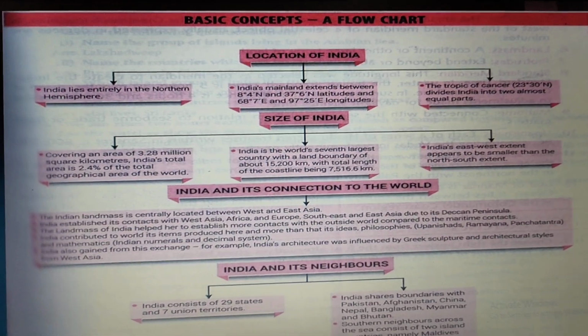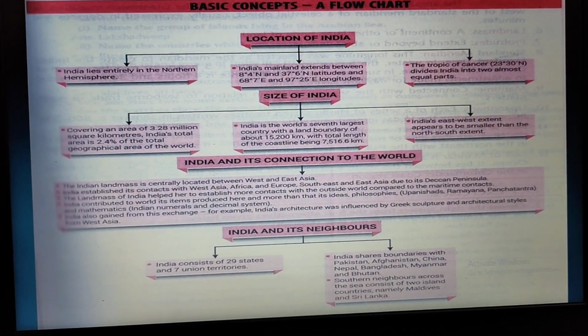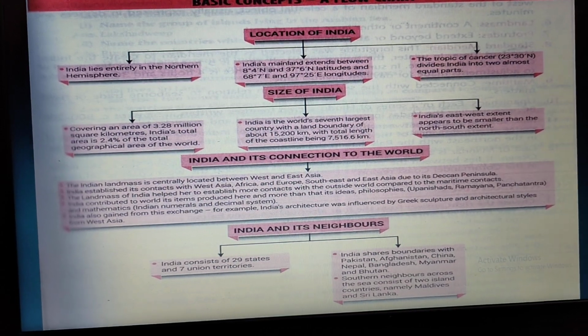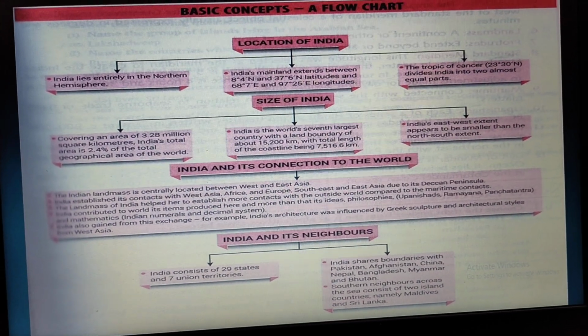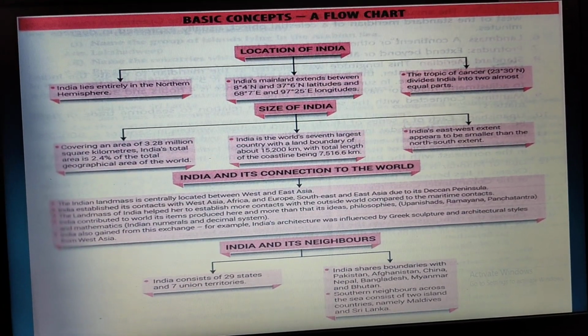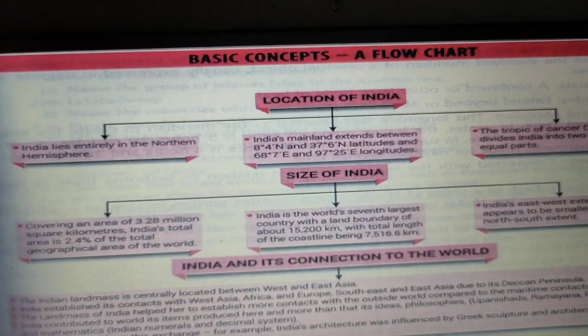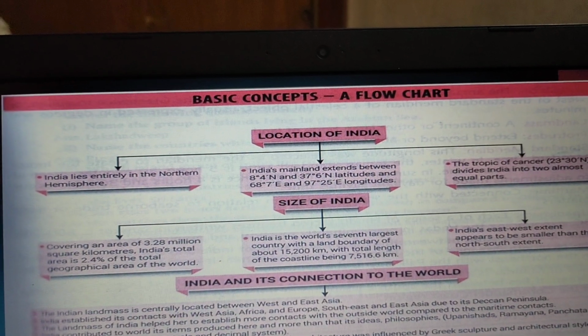First of all, this is the flow chart of the chapter, if you can see it clearly. Location of India, size of India, India and its connection to the world, how it has connected to the world, India and its neighbors. So firstly, if we go through details, now it is location of India.